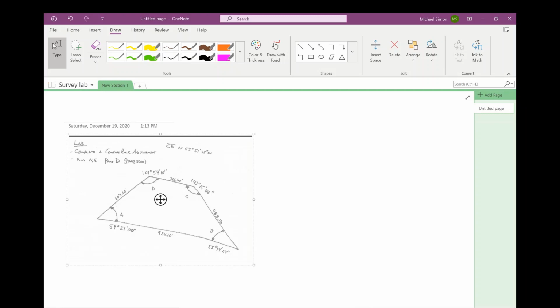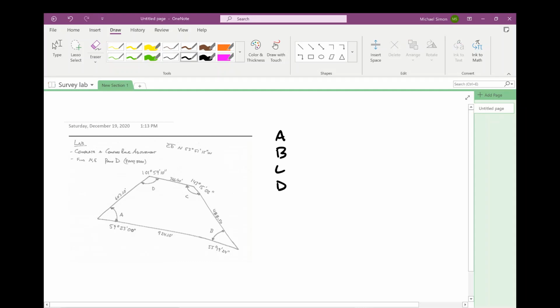Okay, so this is the solution for the lab. I know only about a third of the class handed that one in, so this is the solution you can check your work with. What we're looking at here is we have angles A, B, C, D. And as always, you want to add them up.